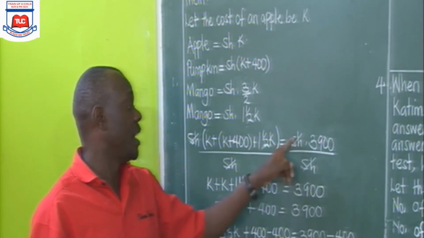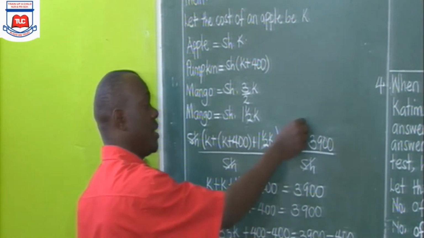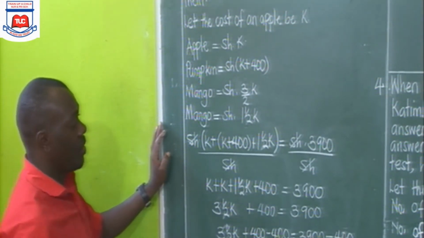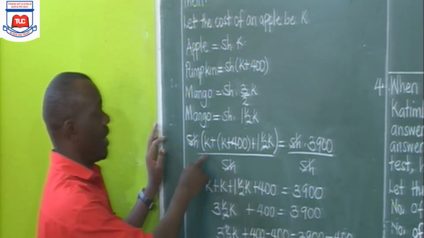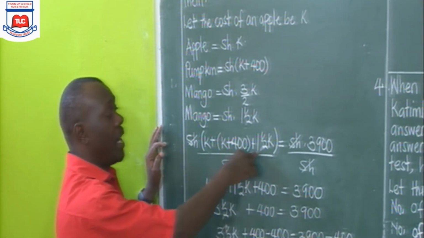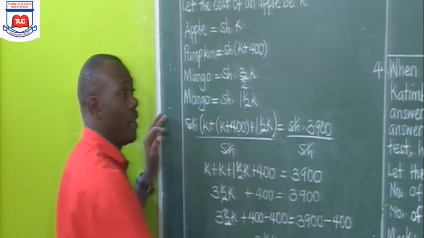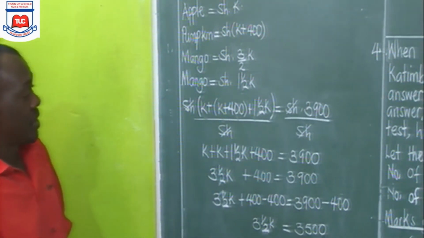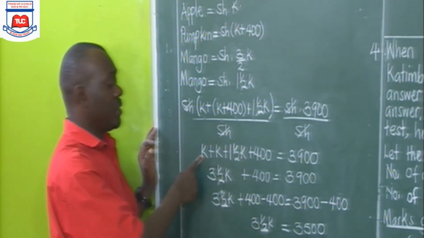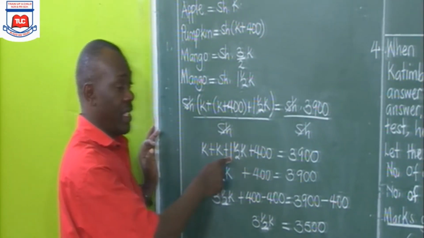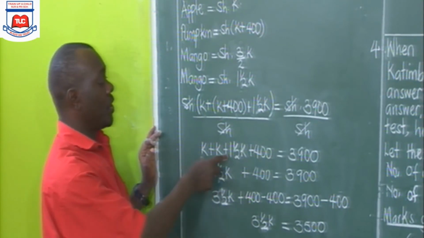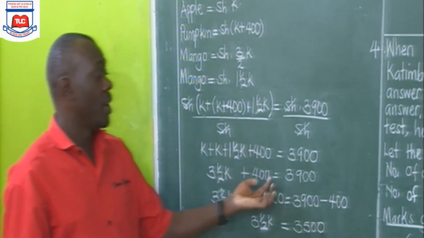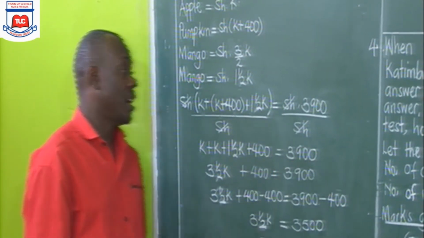You divide both sides by shillings, cancel shillings on each. Then you collect the K's together. You say K plus 1.5 K plus 400 equals 3,900. This is the step of collection of like terms. Then simplify them. 1, 2, 3.5 K. So I've got 3.5 K plus 400 equals 3,900.